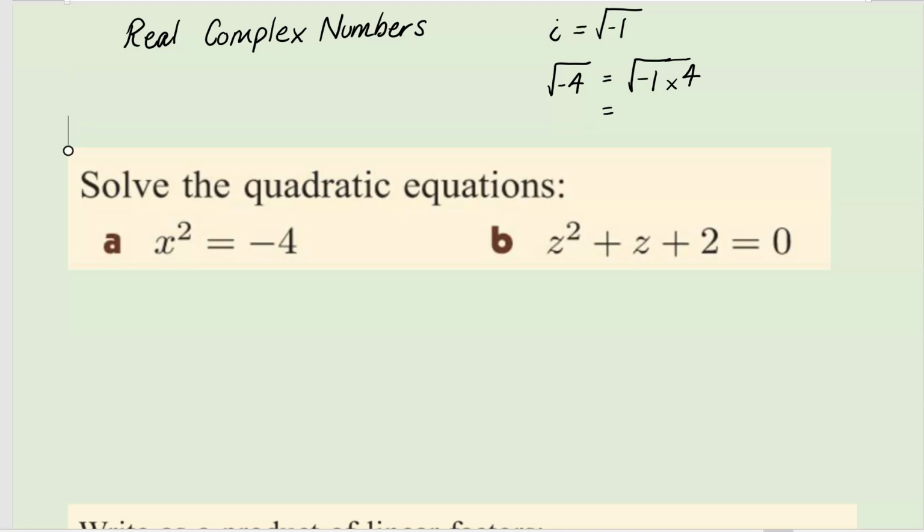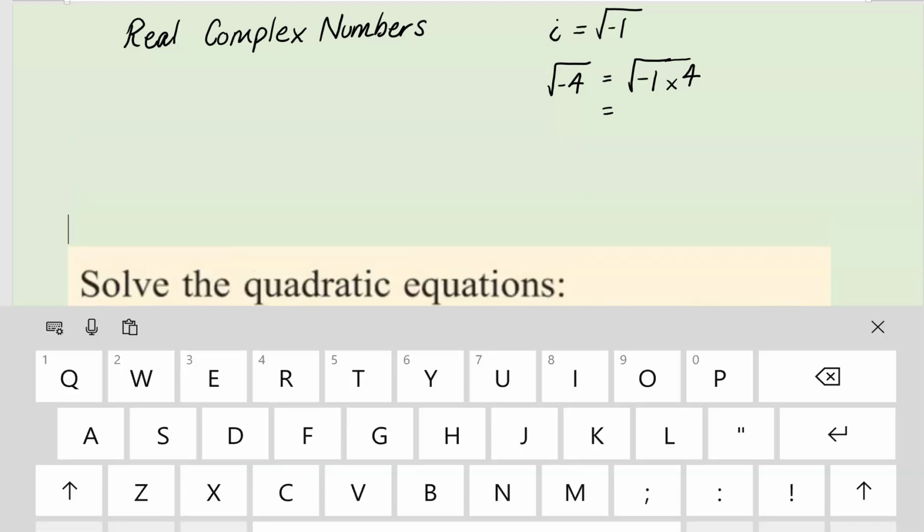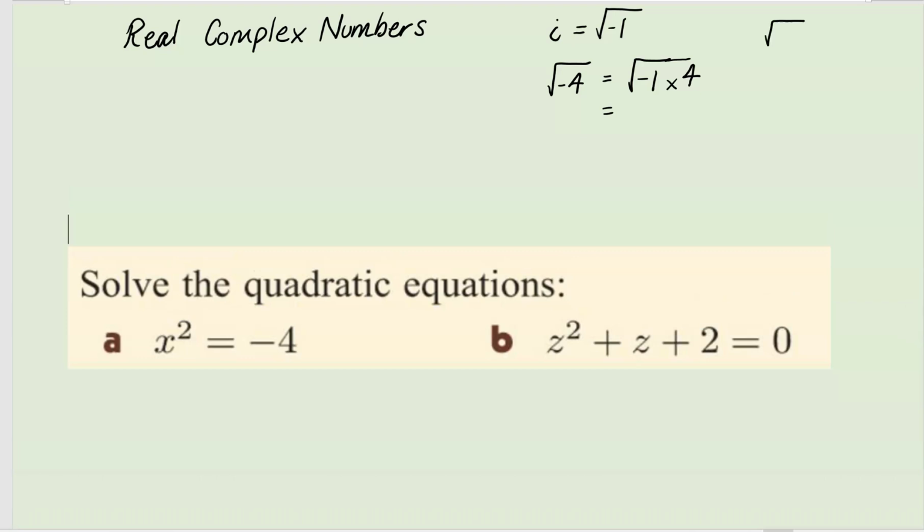We can split that up using our indice rules, or sorry, our surd rules, right? Remember, we've got root AB. We can split that to be root A times root B. So we can do that, it's root -1 times root 4. Now we know that the square root of 4 is 2, and the square root of -1, bang, is i. So we get plus or minus, because that comes from the square root of 4, can be plus or minus 2. So plus or minus 2i.